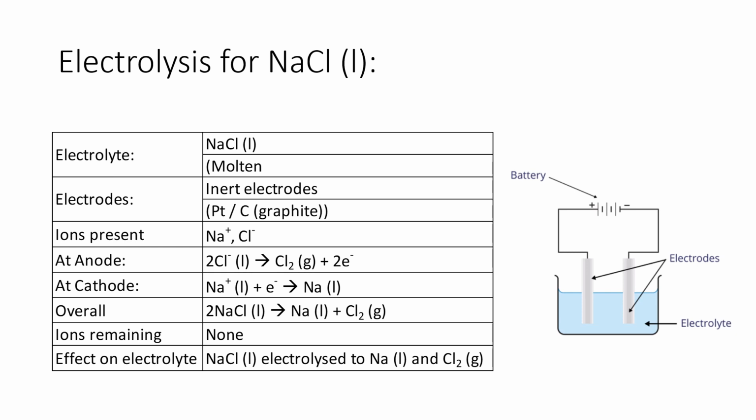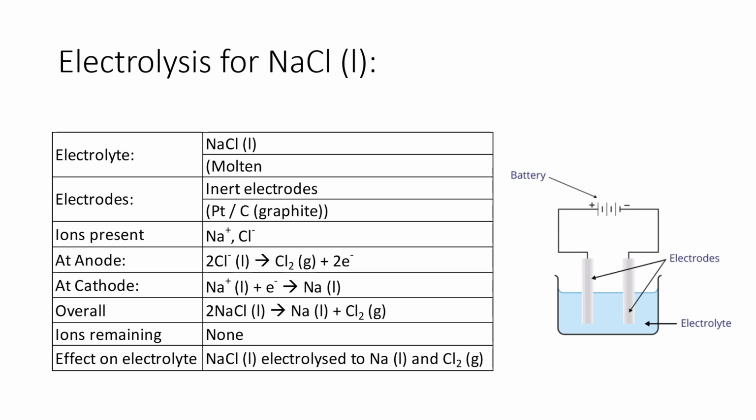For every equation, you need to know the conclusion, the ultimate effect on the whole setup. In this case, the effect on the electrolyte is that it is broken down into Na liquid and Cl2 gas. Pause if you need to.